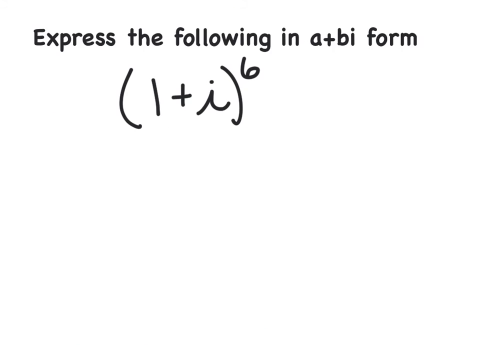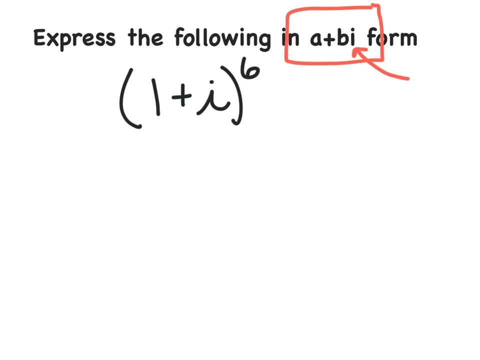All right, I've got one last problem for us tonight. Now this looks like a monster, but I don't think it's as bad as it actually turns out to be. Express the following in a plus bi form. So basically, you'll love to see this because they're hinting that you should get an i in your answer. That's all they're saying, is you should have a number with an i in your answer. Whether it's a 1, a 2, or 3, we should get an i.